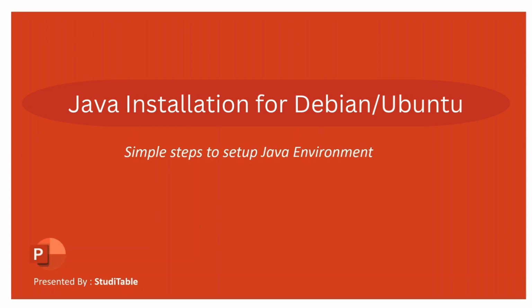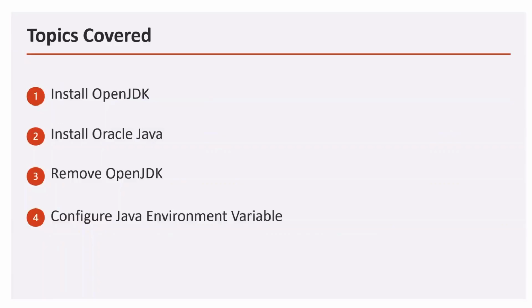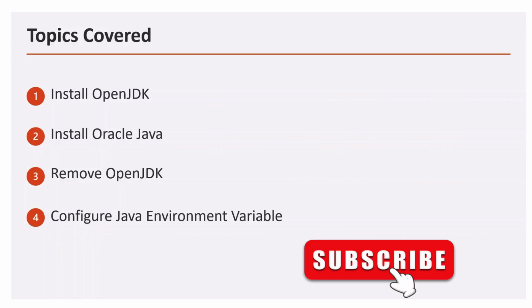In this video, we will install Java on Debian server. Following the same steps, you can install Java on Ubuntu as well. In this video, we will only install on Debian. Let's start this video. First of all, the following topics will be covered in this video. We will install OpenJDK. After that, we will install Oracle Java. Then we will remove OpenJDK and we will configure the Oracle Java and the Java environment variable.